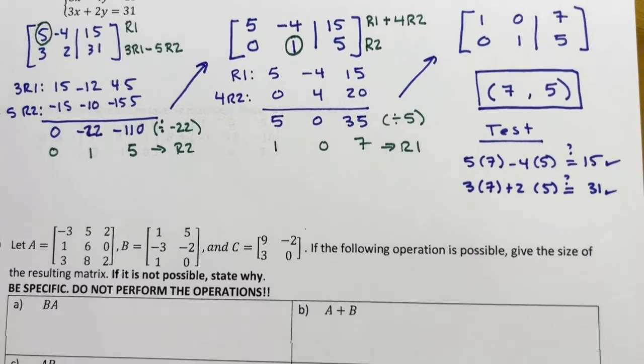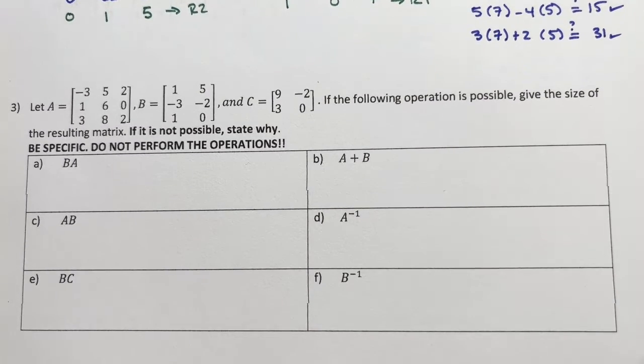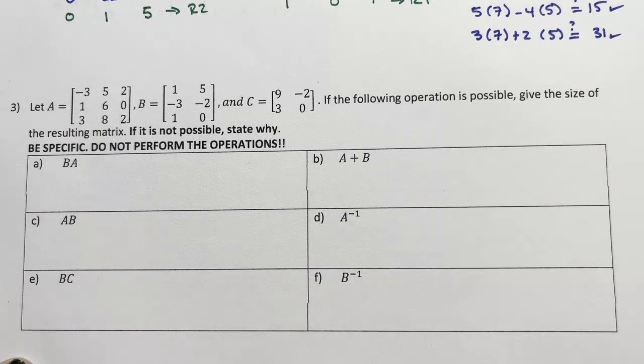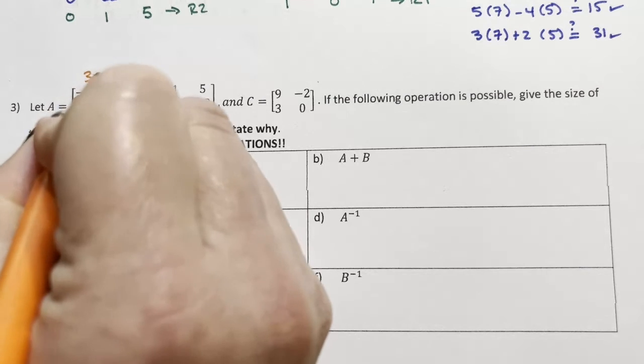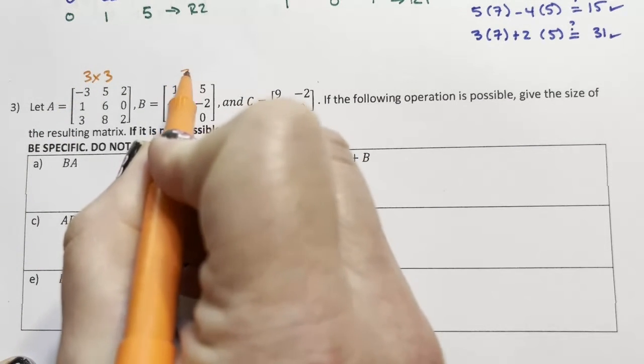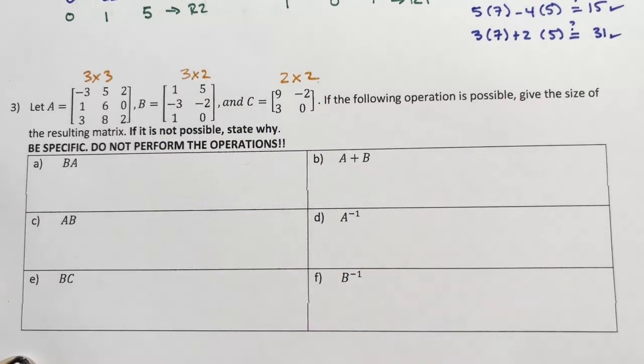All right, the last question on this page is, let A be a 3 by 3 matrix. Let B be this 3 by 2 matrix, and let C be this 2 by 2 matrix. If the following operation is possible, give the size of the resulting matrix. If not, state why. Be specific. Do not perform the operations. There's not enough room for the most part to perform them anyway.